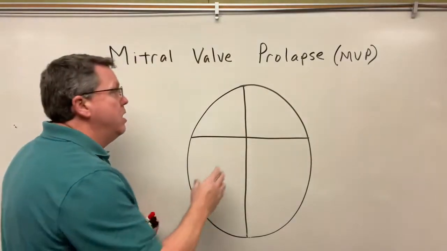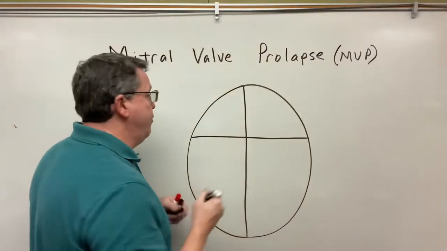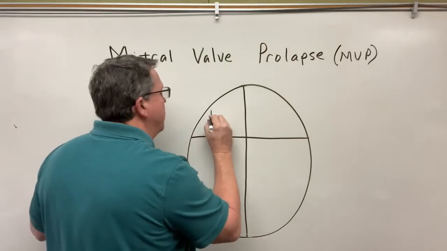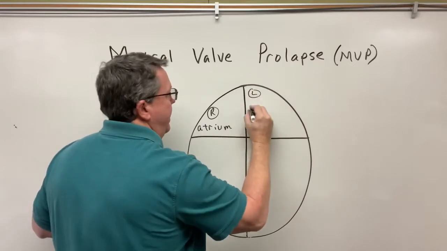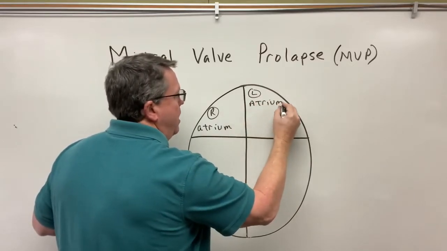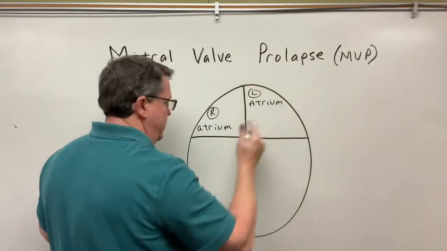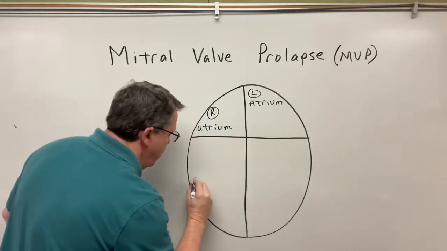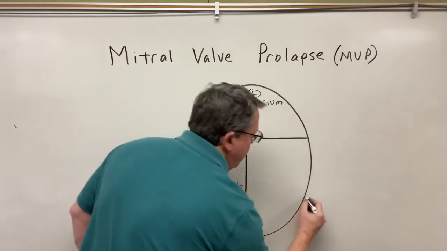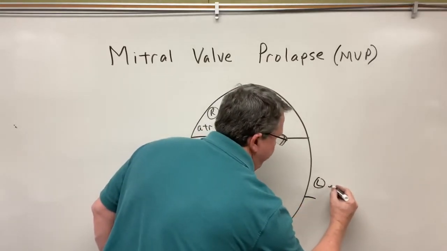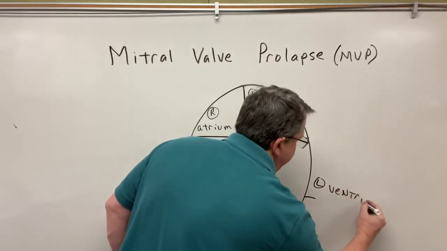Let's first describe how the heart works. On the top part of the heart, we have the atria, or atrium for singular. This is my right atrium, and over here is my left atrium. The right atrium receives blood from the body, and the left atrium receives blood from the lungs. Down here, we have our right ventricle, and over here we have our left ventricle.